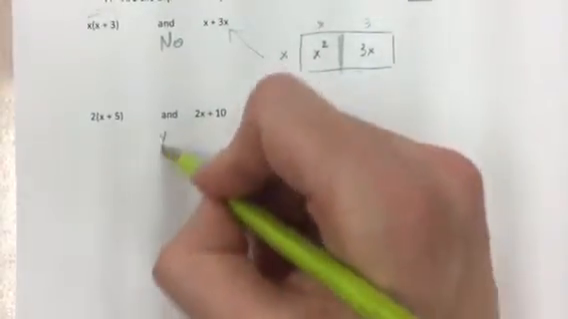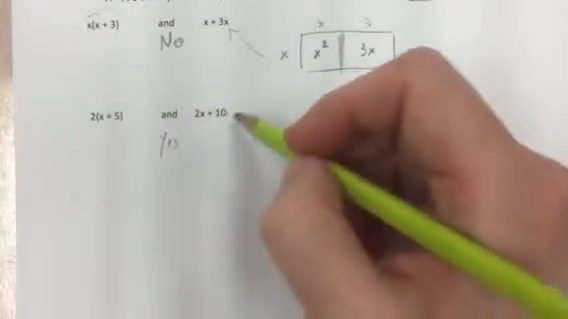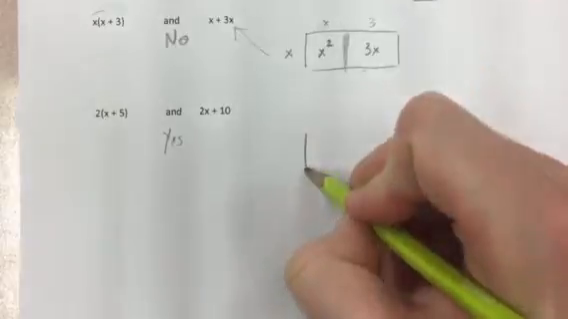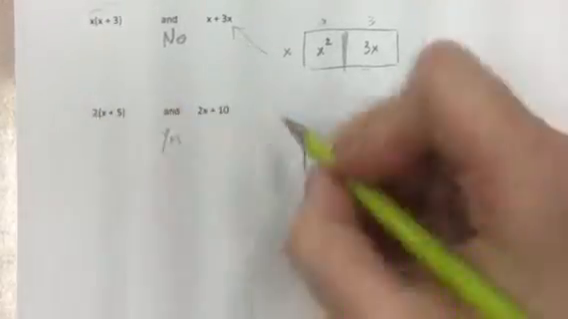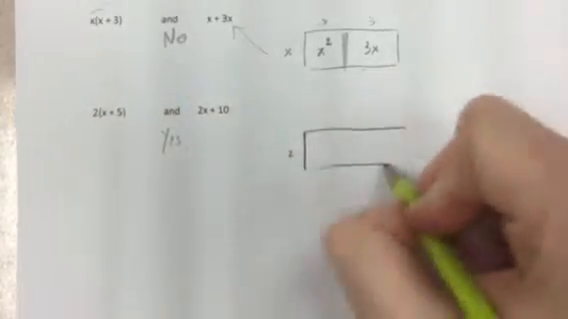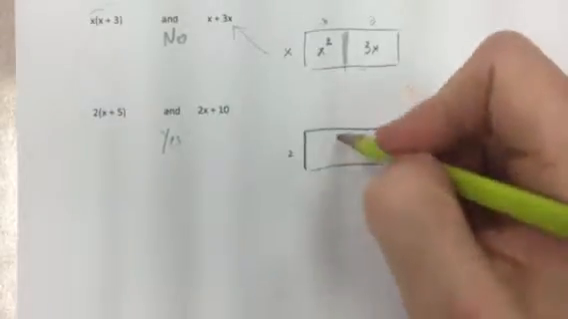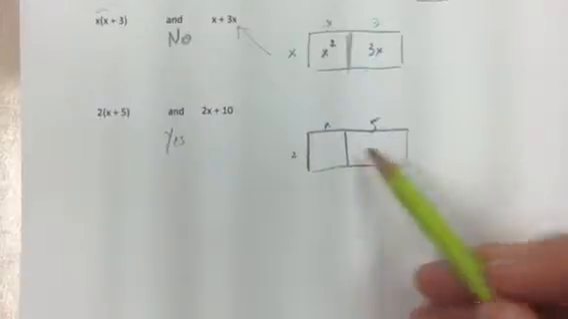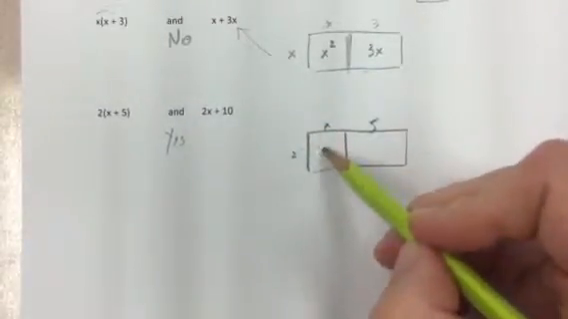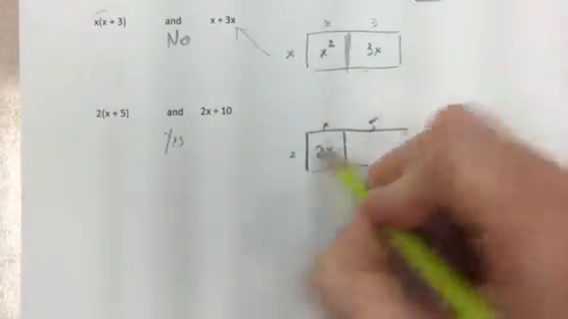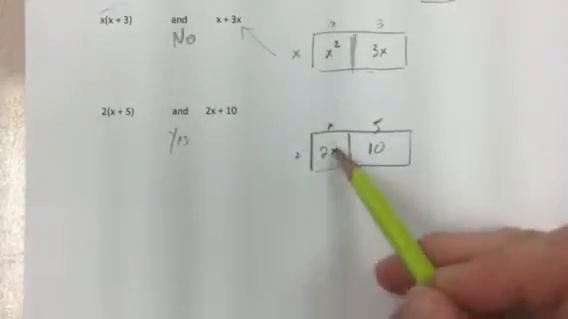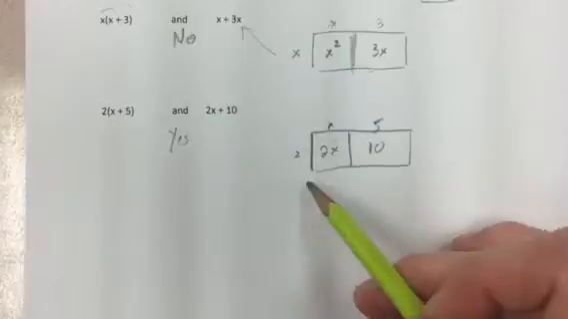This one, I'm saying yes. Again, I'm looking algebraically and see the distributive property is true. But proving it, again, let's make a rectangle with width 2 and a length of x and 5, right? So then this little area in here would be 2x, and this area would be 10. So we can see that if you add these two together, it's going to give you the same thing as the length times the width.